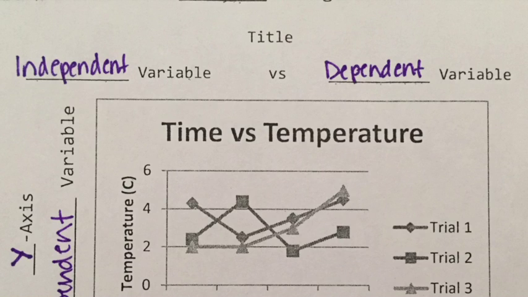When coming up with a title for your graph, we usually use independent variable versus dependent variable. So whatever you have across the x-axis versus the y-axis. In our example, this was a time versus temperature graph.